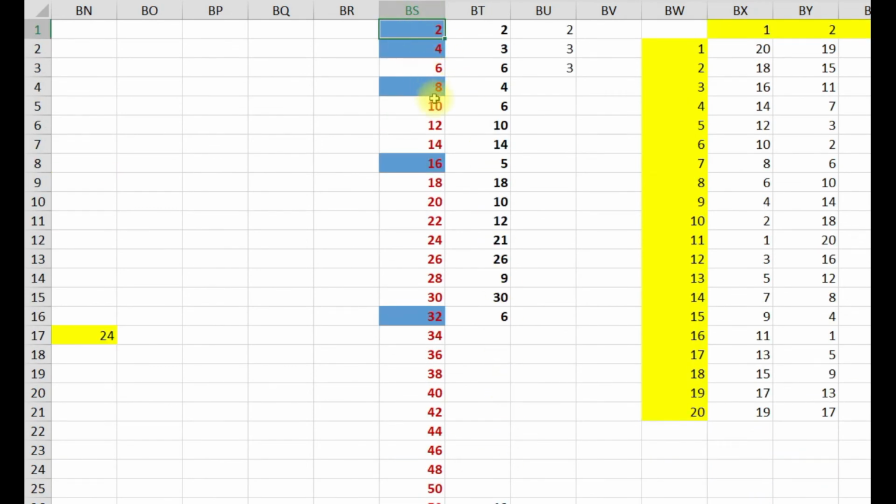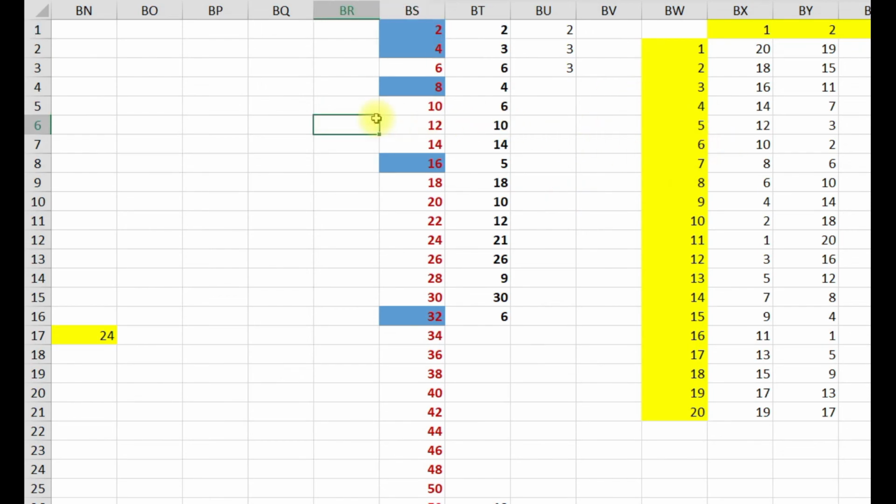But I've tried these numbers in between. For 6 cards, I get 6. For 10 cards, I get 6. For 12 cards, we need 10. 14 is 14, 18 is 18, 20 is 10 again, 22 is 12, 24 is 21. There's no rhyme or reason, nothing that I've managed to find out. I've even plotted the graph. The graph is something squiggly like that.